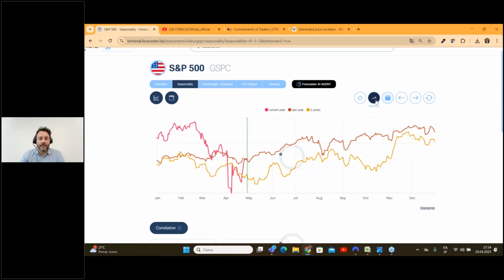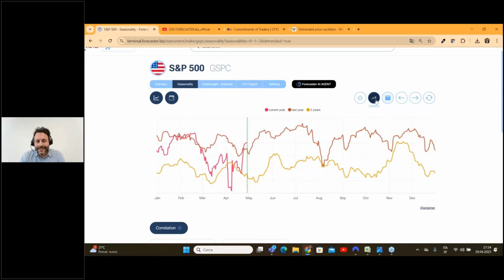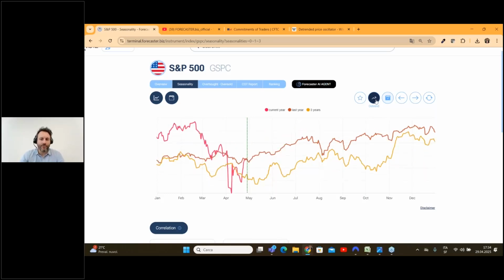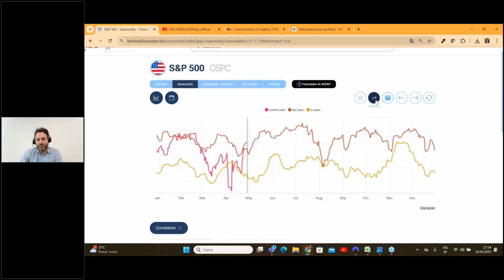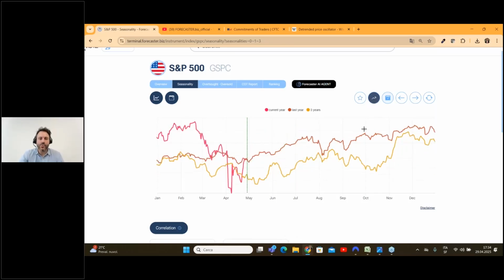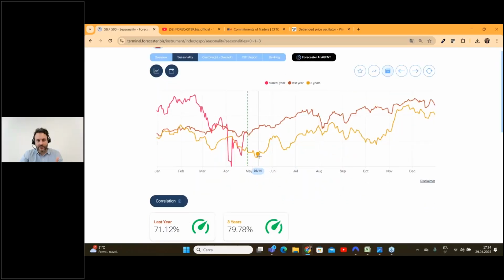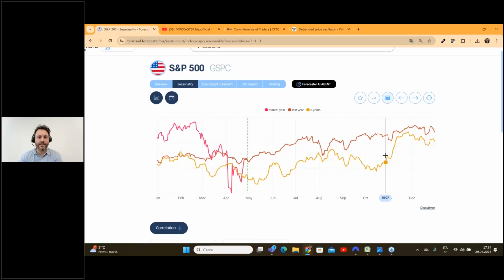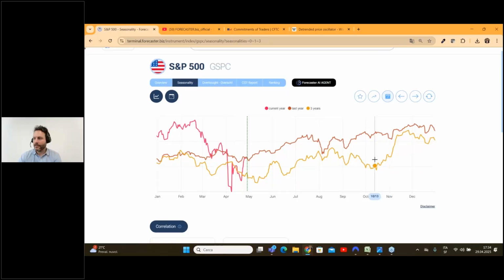To be completely honest with you, I don't use the trended version so often, because what I'm looking for inside the seasonality is a specific trend in a specific moment. So, for example, let's be very practical. What can we say regarding S&P 500 seasonality at the moment?